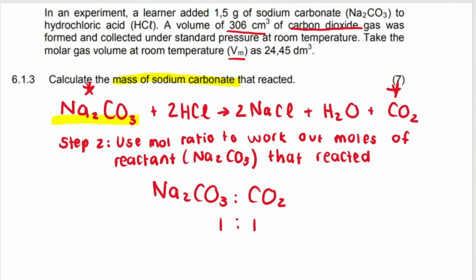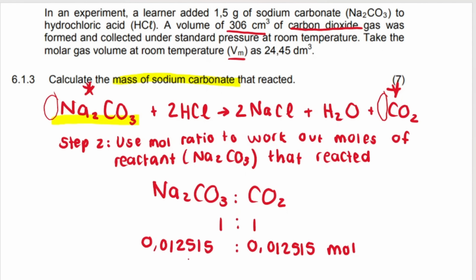That's a 1-to-1 ratio. Now, how do I know it's a 1-to-1 ratio? We look at the big numbers in front of the balanced equation. So there's no number here, so we assume it's 1 mole of carbon dioxide, 1 mole of sodium carbonate. So it's a 1-to-1 ratio. And what that means is that if I produced, remember our answer for moles was 0,012515 moles of carbon dioxide, it means that I used up exactly the same number of moles of sodium carbonate.